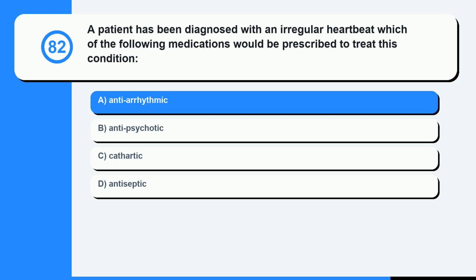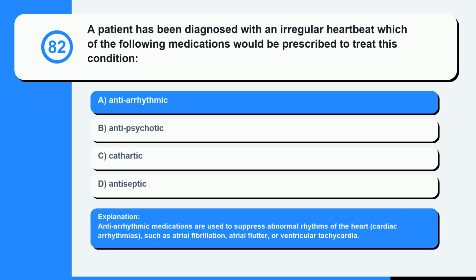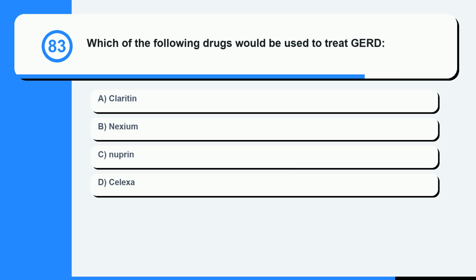Question 79. Drug schedules. A. Relate to controlled substances. B. Are based on the potential for abuse. C. Are scheduled in 5 categories with Schedule 1 being the most dangerous. Or D. All of the above. The correct answer is D.